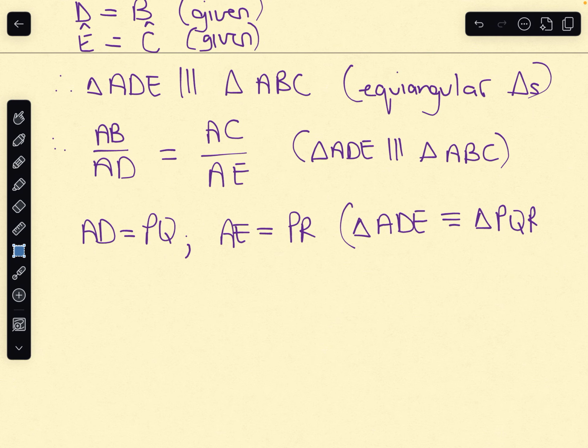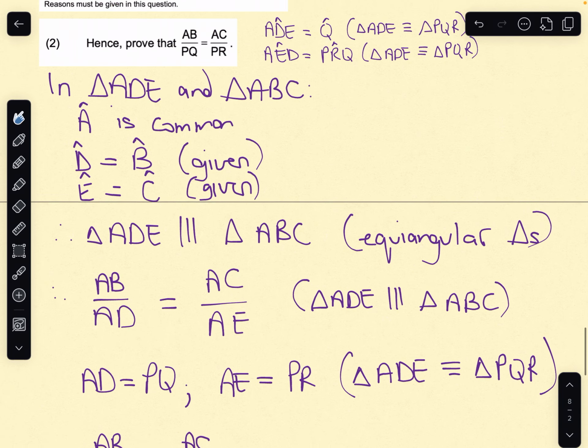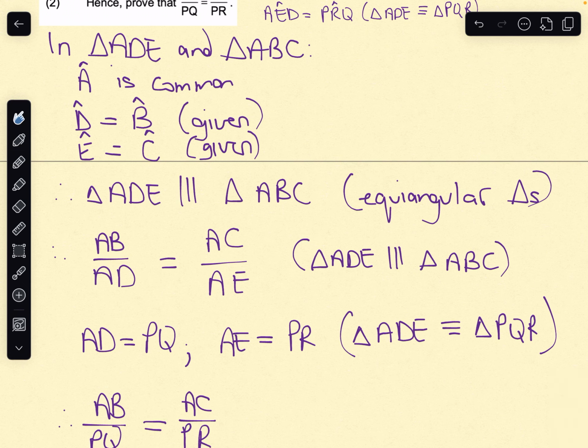Okay, and let's just sanity check ourselves here. So we've got AD over PQ and AE over PR, so that works. Well, AE is equal to PR, sorry. So therefore, what we can then say is AB over PQ is the same as AC over PR, if we replace the AD with PQ and replace the AE with PR, which is what we were required to prove. And I think that's the end of that question.